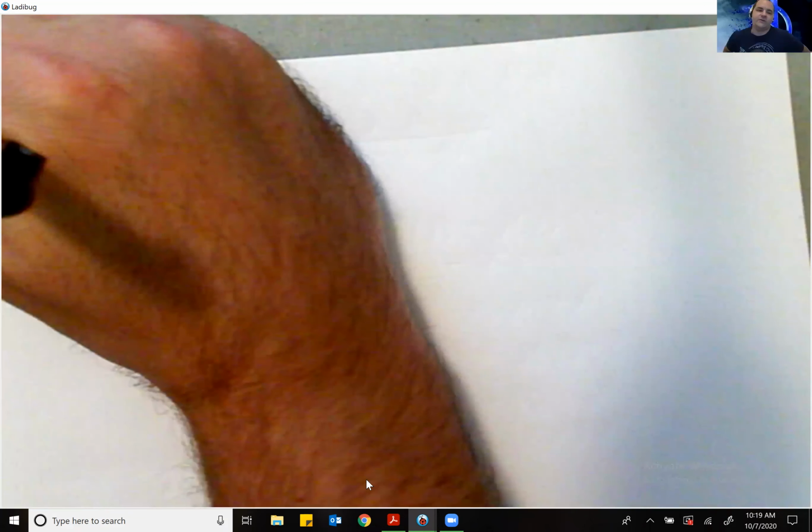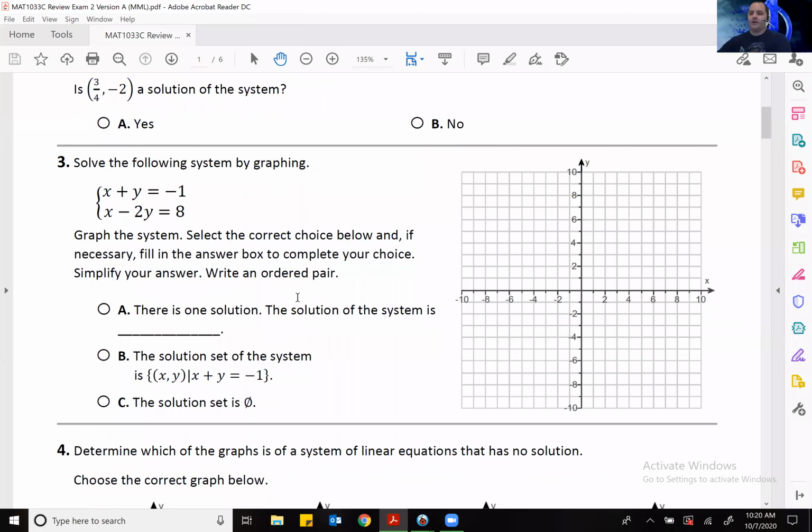Moving on. Number 3, and there are only 20 questions on this, just so you guys know. Only 20 questions. Okay, so the next one says to solve by graphing. So we've got x plus y equal to -1, and x minus 2y equal to 8. We want to solve this by graphing.